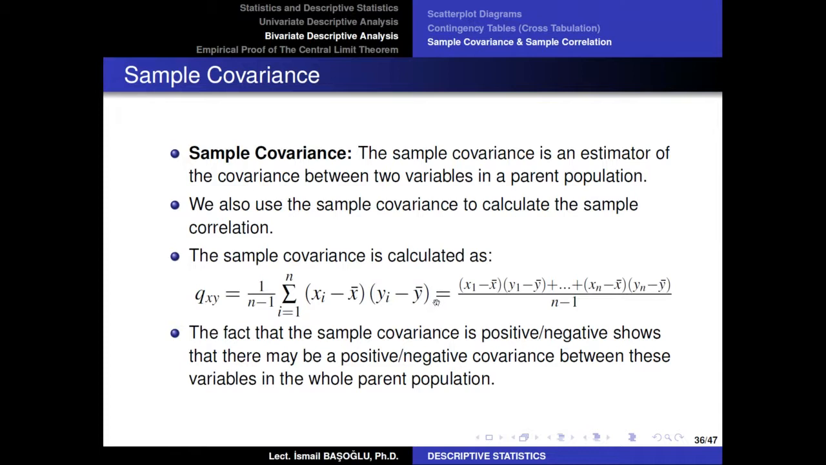But let me tell you that sample covariance just indicates the type of the relationship between two variables. Depending on whether the covariance is positive or negative, we can say that there may be a positive or negative relationship between these two variables. However, we cannot say how strong it is just by looking at the number, okay? The strength of the relationship can only be determined by the sample correlation. So the next step is to learn sample correlation, and in order to calculate it, we definitely need to calculate the sample covariance. It is therefore that we are teaching it first.